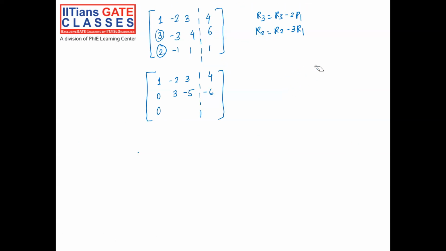Coming towards the third row, minus 1, minus 1, minus 2 times minus 2, which is 4 minus 1, 3. Then the next number will be 1 minus 3 times minus 2. So 1 minus 3 times minus 2.